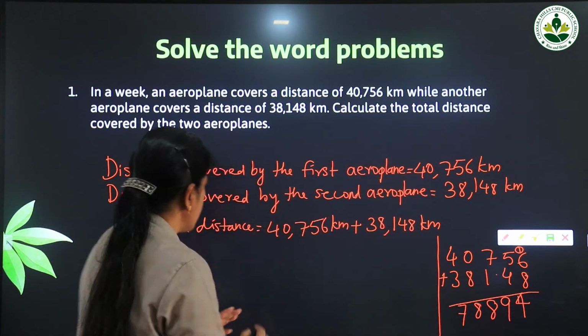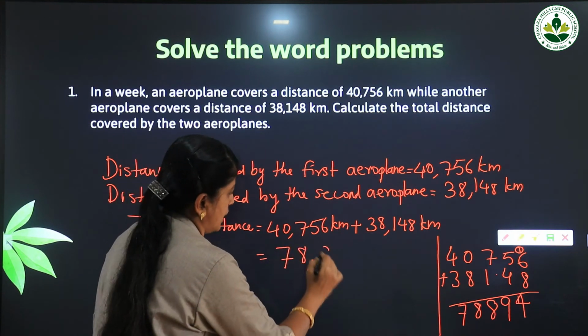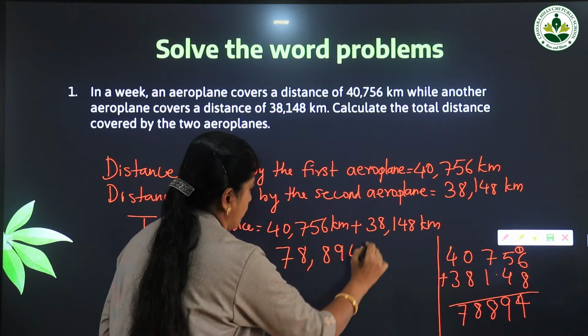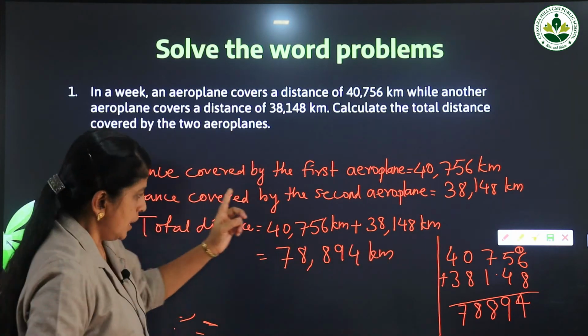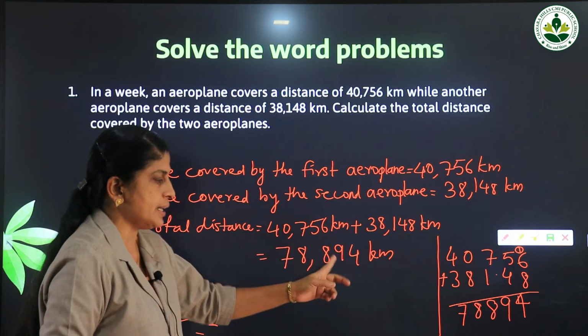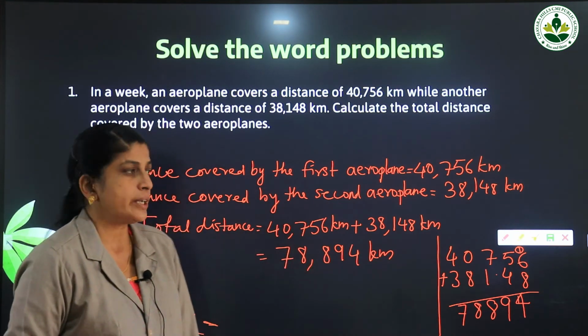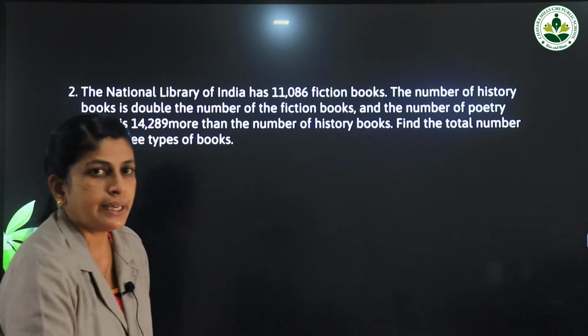Therefore, we got the sum. It's equal to 78,894. Therefore, the distance covered by the two aeroplanes is 78,894 km. You have to write this in the notebook. Okay. Then second question.